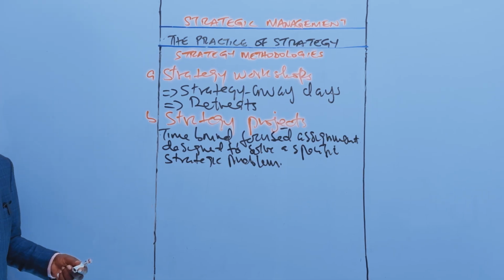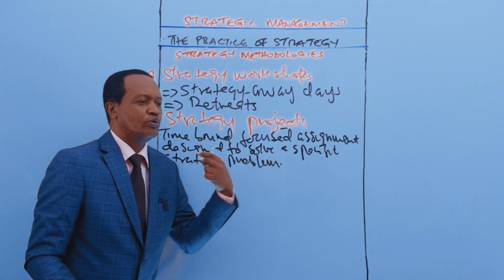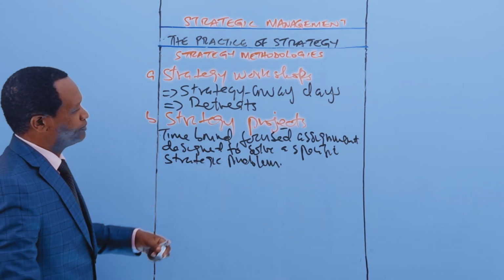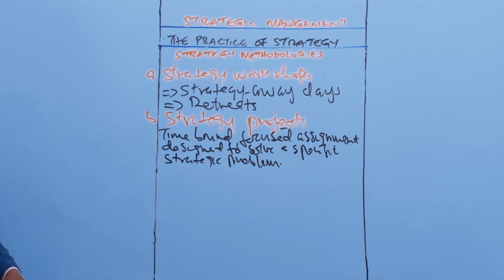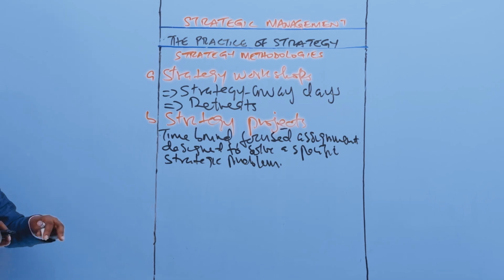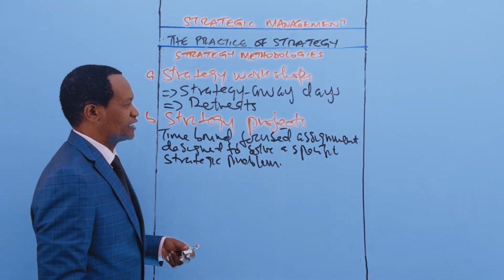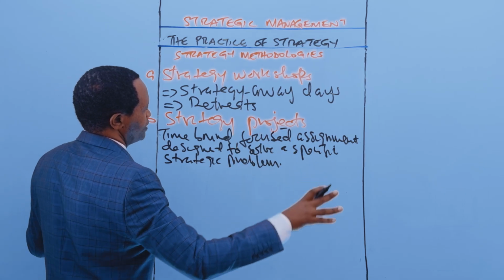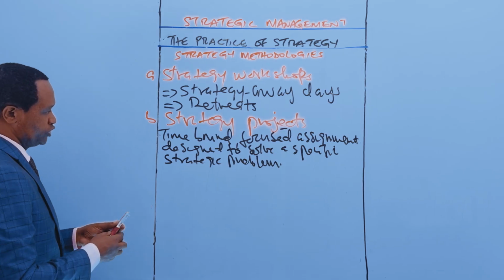Examples could include a market entry study for, say, Ethiopia, or it could be a digital transformation project. It can be any project. You understand, candidates? So they allow the company to dive into a complex issue without disrupting the regular functional departments. So you form a team of middle managers or strategic planners, and that is the second strategy methodology.